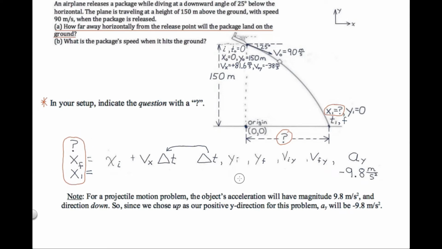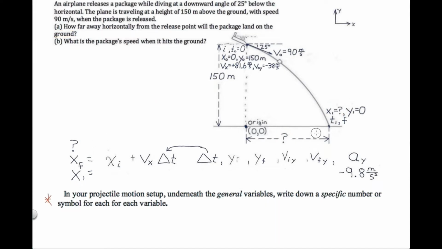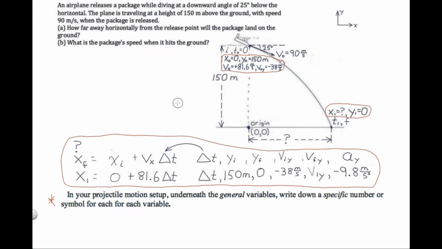So our plan for this problem is to use the setup for the y component to determine delta t. Then we will substitute our result for delta t into the kinematics equation for the x component. Then we will use our equation for the x component to determine x sub 1. Now, based on the work we did in our sketch, we can write down specific numbers or symbols for each of the variables in our setup, like so.